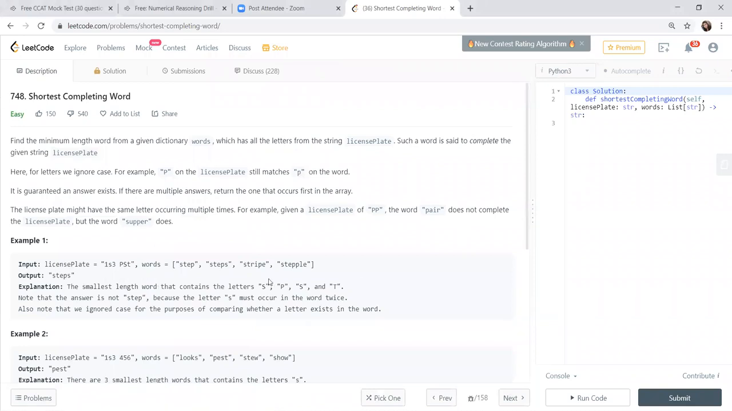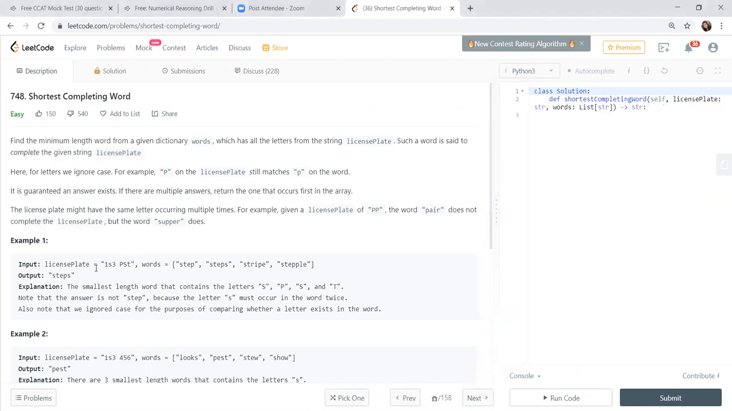Yes. Okay, so this question is Shortest Completing Word. In a nutshell, we are provided with one particular string, for example this one, and a list of words. We need to see which of the characters in this string are present in a word, and whichever word makes up that string and is the shortest one, that word is the answer.